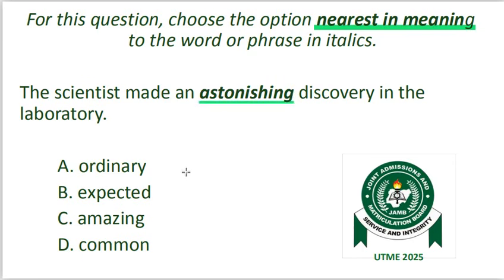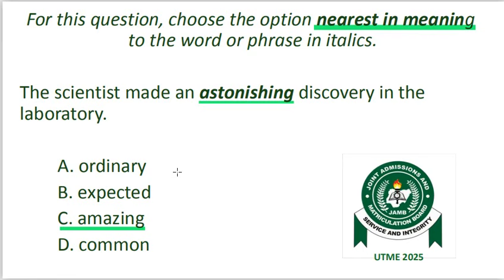Astonishing is in italics. Astonishing means surprising, but there is no surprising option. There is a word that has the same meaning as surprising, and that is option C, amazing. When we are answering questions on synonyms, that is nearest in meaning, or antonyms, which is opposite in meaning, there are different ways to approach this kind of question. One of the ways is using the elimination method.